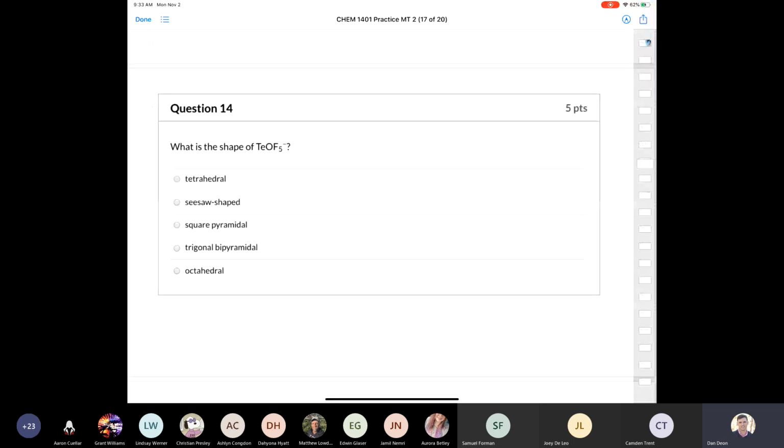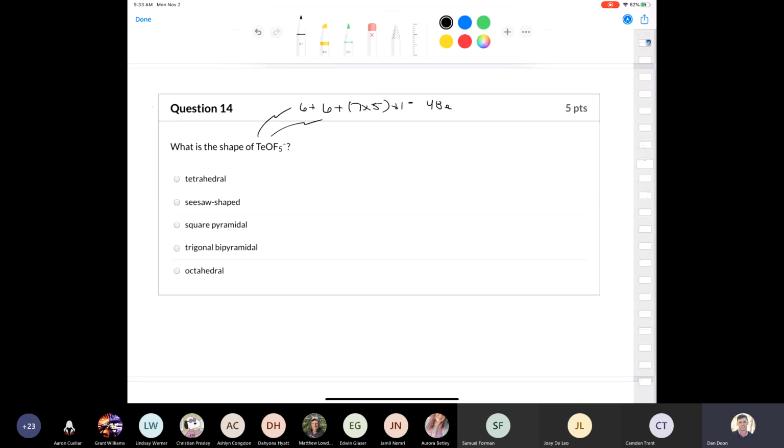Question 14. What is the shape of TeOF5 minus? First, we'll tally up all of the electrons. Tellurium is in group 6A, and so it has 6 valence electrons. Oxygen is in group 6. It's got 6 valence electrons. Fluorine is in group 7A. It's got 7 valence electrons, and there's 5 of those. So that's 35 plus 12 plus 1 for the negative charge, and that gives me a total of 48 electrons.